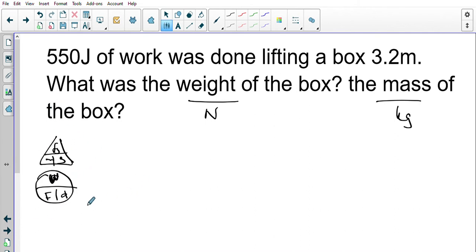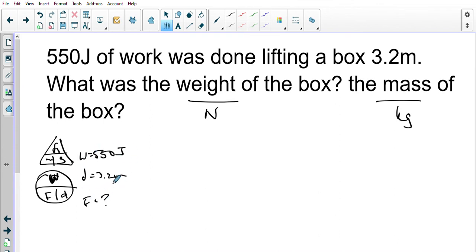So what do we know? Well, we have 550 joules. That's our work. 3.2 meters. Well, what do we measure in meters? Distance, displacement. There's a 3.2 meters. We want to know what the weight is. Weight is our force.